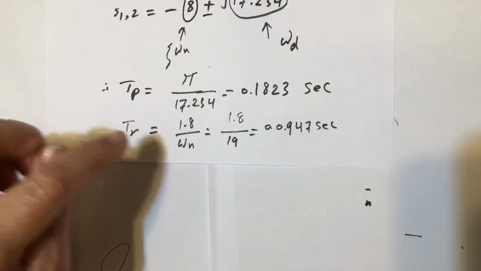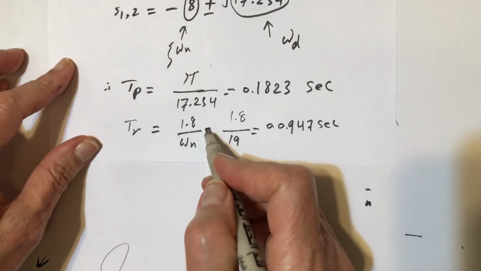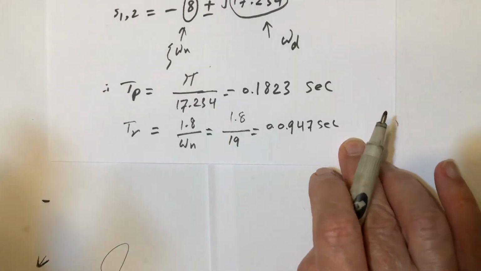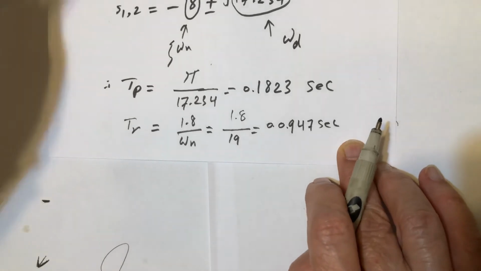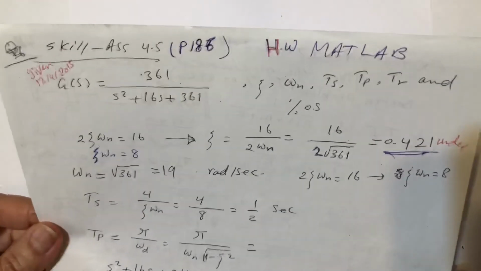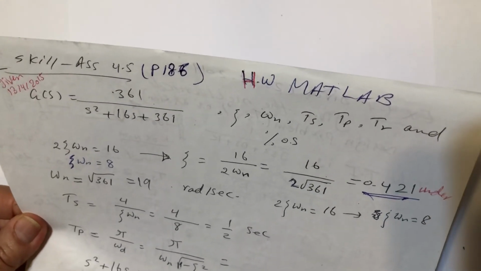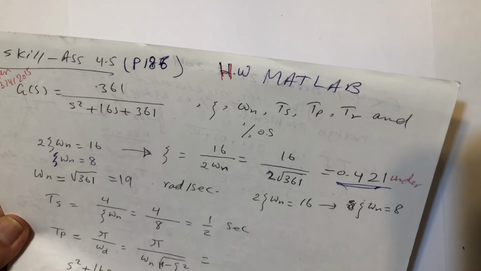This is the easiest expression. It's not in our book, but you can use it now, and later I'll explain it to you. Maybe when I solve some questions for you, I'll give it to you. Now we gave the expression. What's left? He wanted zeta, omega n we found, Ts we found, Tp we found, Tr, and percent overshoot. He wants percent overshoot.